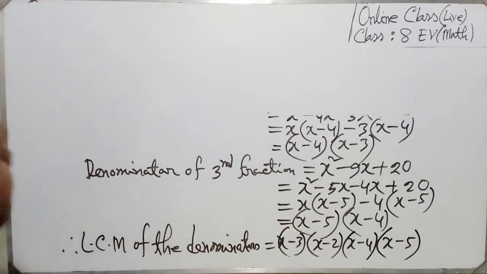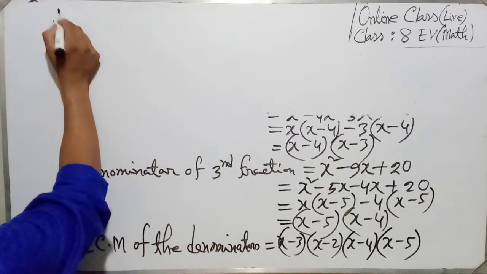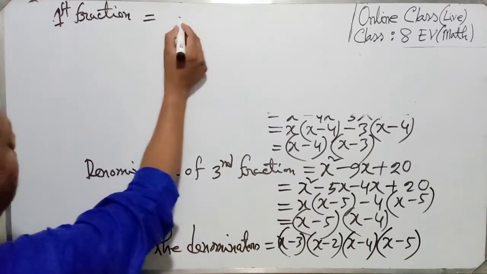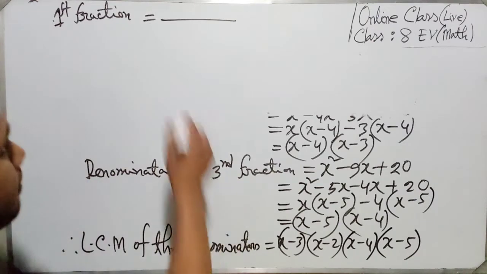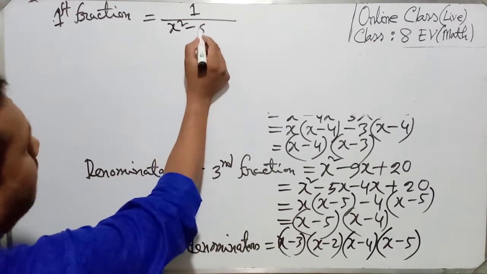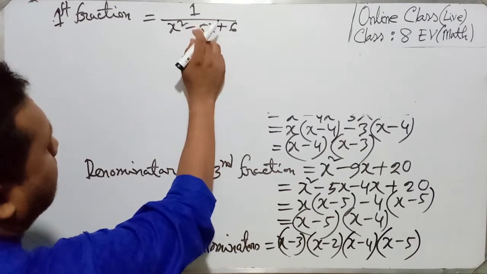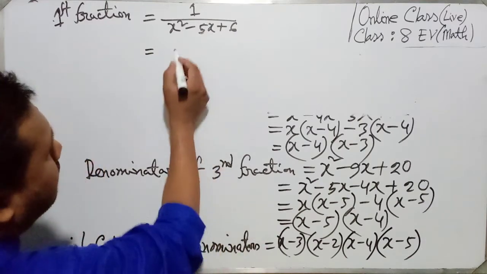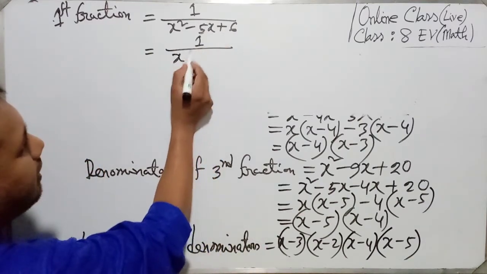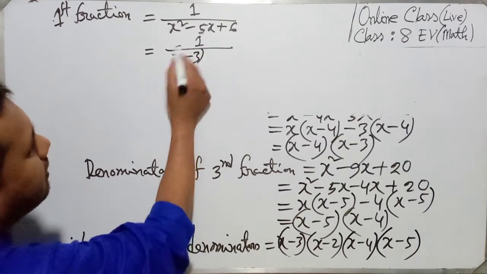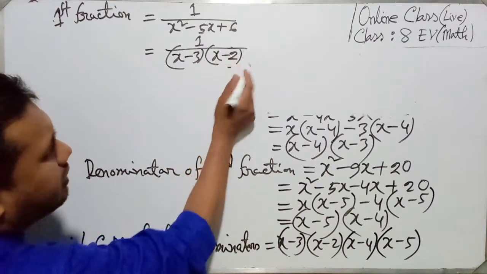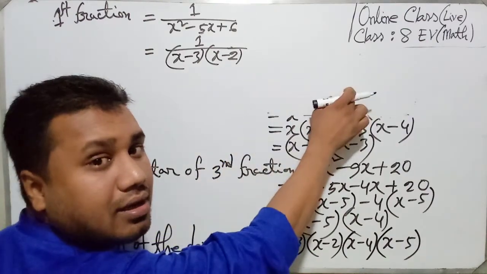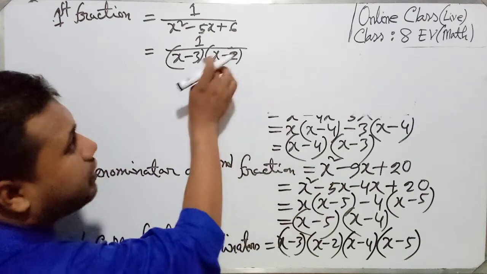Now look, what was our first fraction? Our first fraction was 1 by x square minus 5x plus 6. Now we can write x square minus 5x plus 6 as (x minus 3)(x minus 2) directly, because we already wrote it in this place. Clear? So by using this we can write it directly.